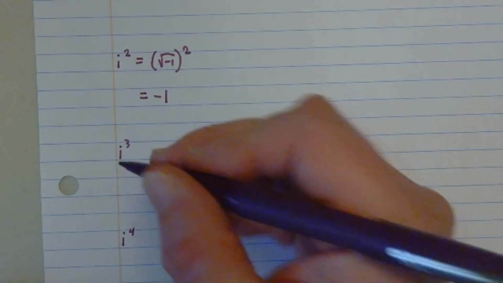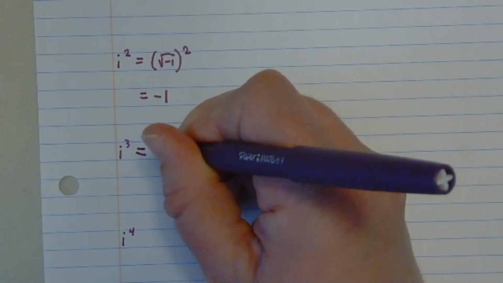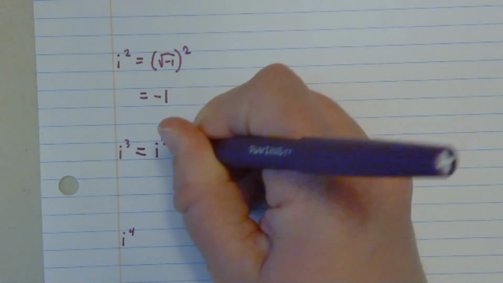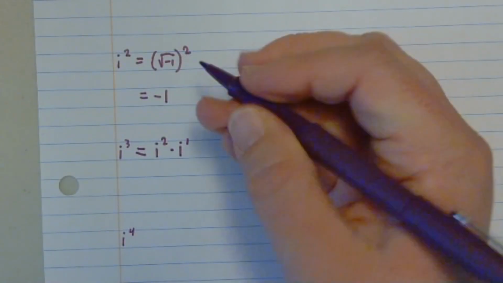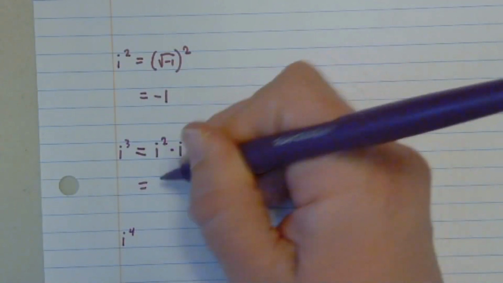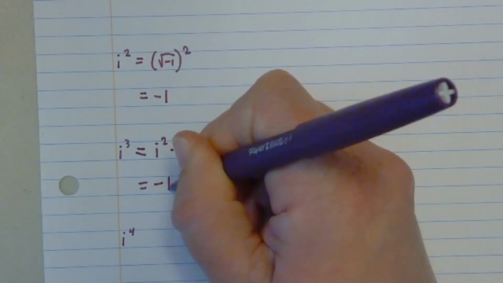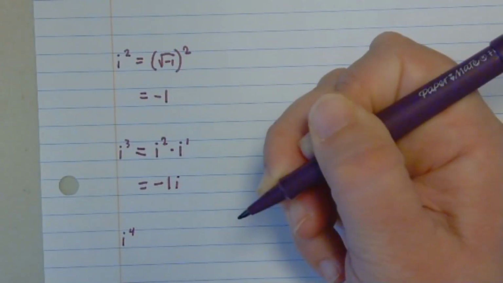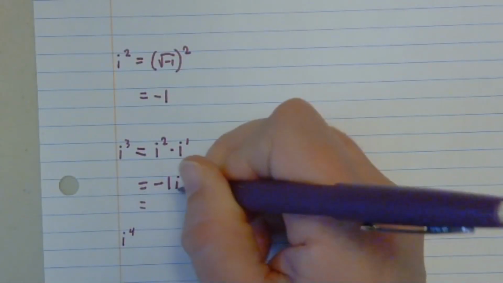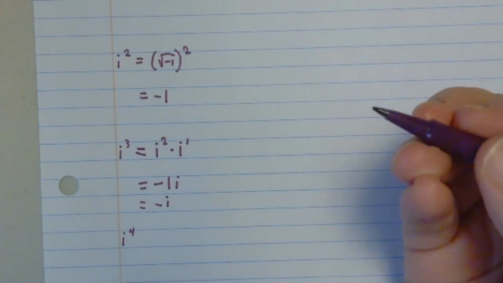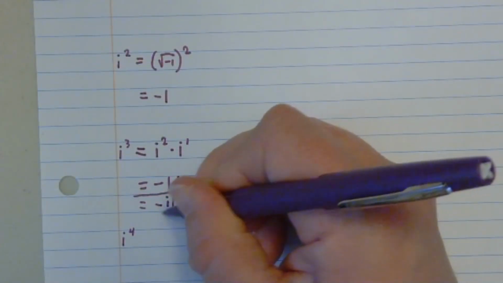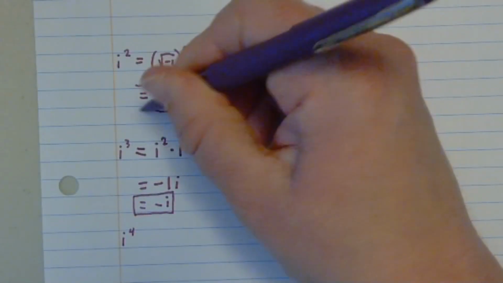So i to the third. Really, I don't want to deal with these higher powers. I'm going to use a property of exponents to rewrite it as i to the second times i to the first, because I already know what both of those are. i to the second is just -1, and i to the first is just i. And really, I don't need to have that 1 there. If I have -1 of something, I have just negative that thing. So i to the third is just -i, just like i to the second was just -1.